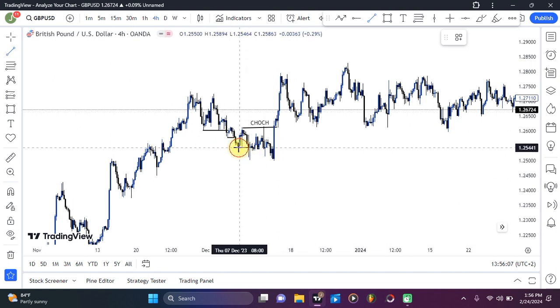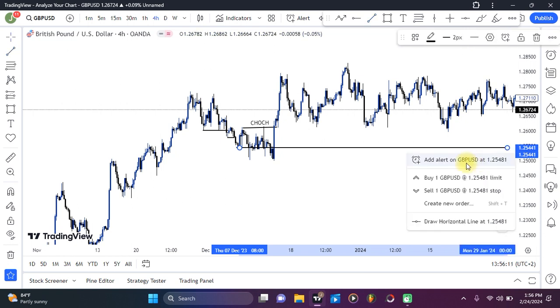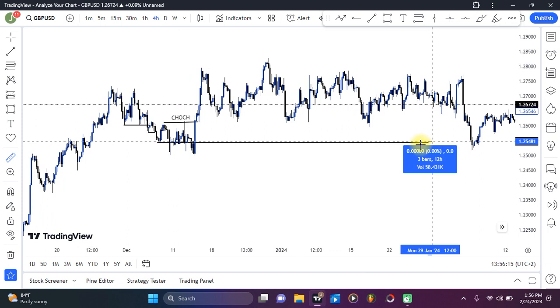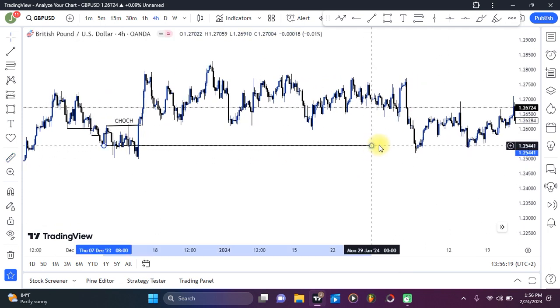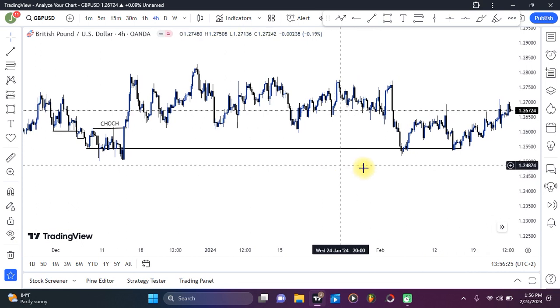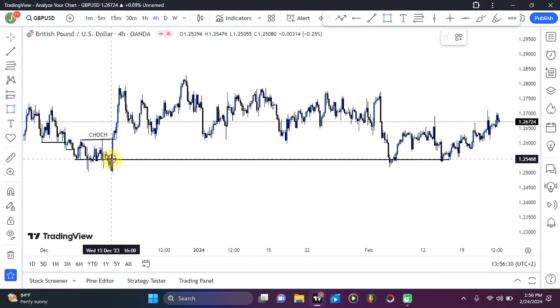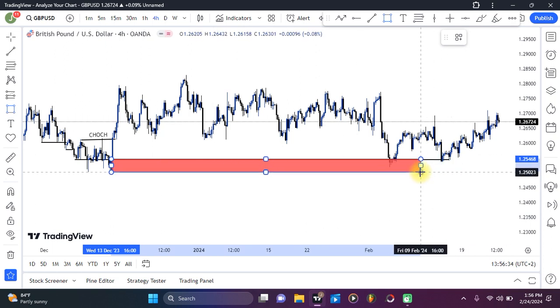So we're going to be taking this as our QML all the way to the right, and then we expect the market to show some sort of a reaction when it gets to this area. Okay, so extend this to the right like this, and this is on a 4-hour time frame. As you can see, the market reacted on this order block that we have here.